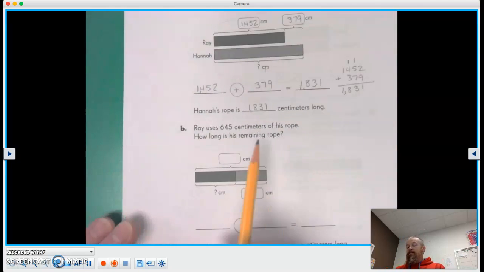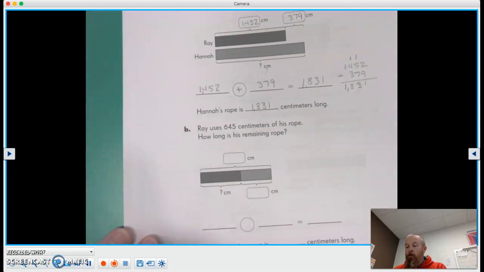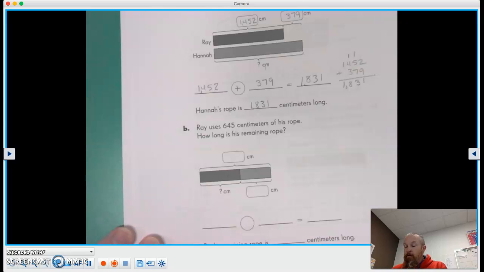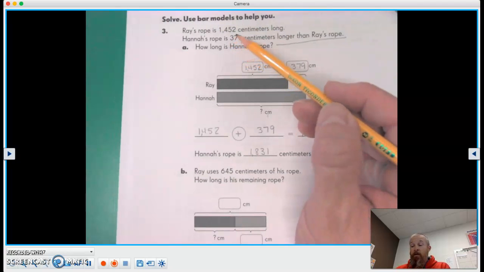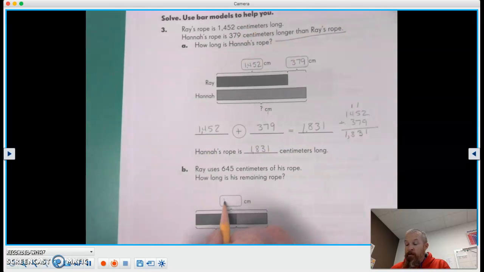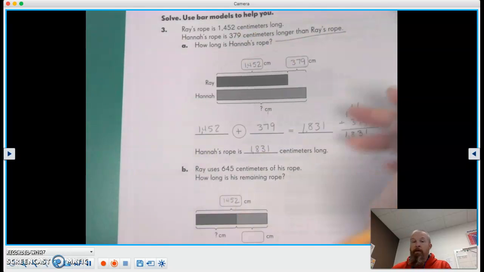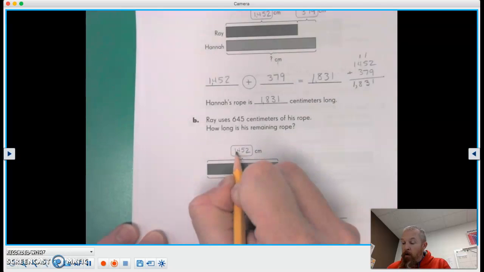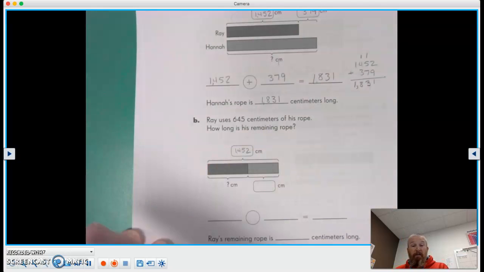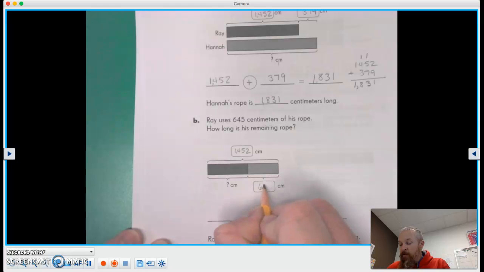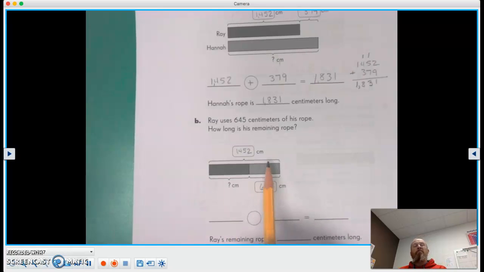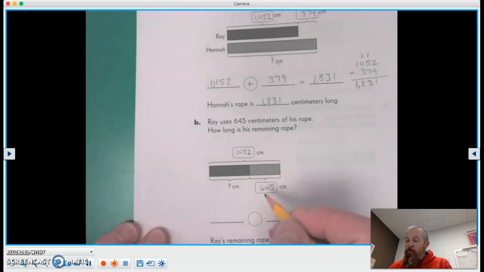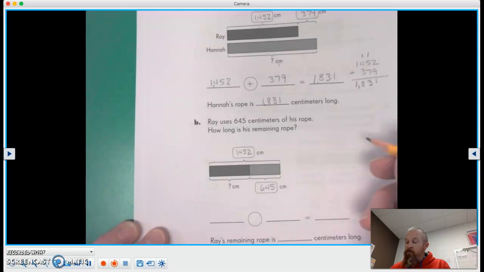All right, Ray uses 645 centimeters of his rope. How long is his remaining rope? Okay, so again, we can look back up here. We know how long his rope is to start with. It's 1,452 centimeters. Now we know that he's going to use part of it. He's going to use 645 centimeters of it. So we have part, but we don't know the other part. The other part is how much he has left over. So we have a part and the whole, so we're going to have to subtract this.